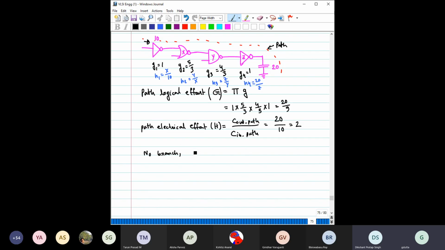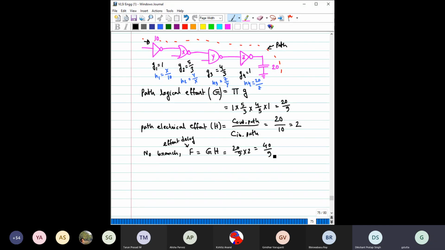For this case, I hope you recall what capital F is. Capital F is the effort delay. This effort delay is given as G into H, just the multiplication of G and H. If you do that, it is 40 by 9. So this is the effort delay.